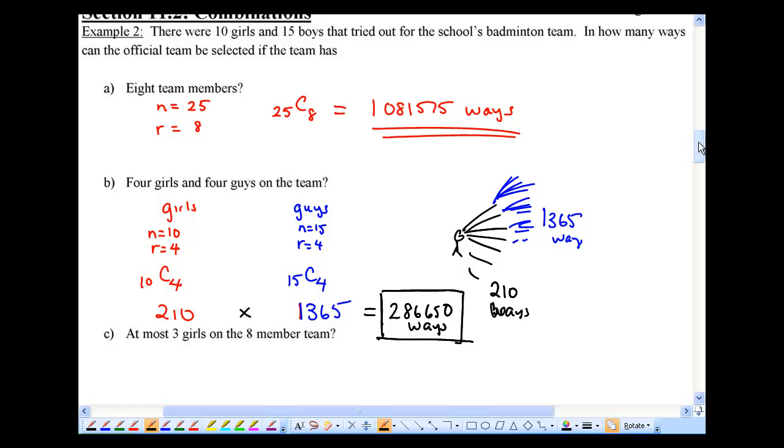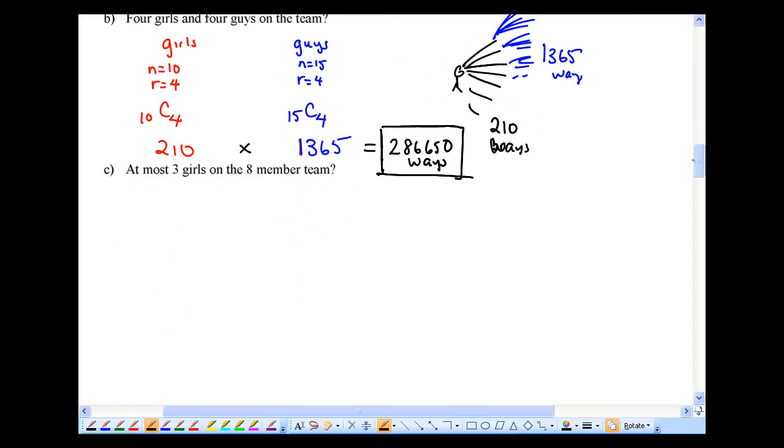Alright, let's try part C. Same kind of question, okay? At most, now I can have 3 girls on the 8-member team. What does the word at most mean? At most 3 girls. I guess that means you can have 3 girls. What else could you have? 2 girls, 1 girl, or no girls.